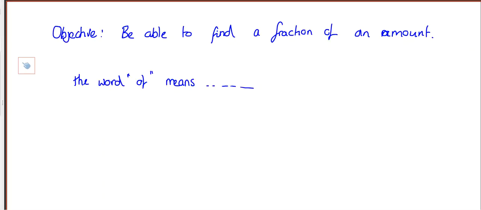Before we look at this, what does the word "of" mean? Ava? Multiply. Okay. So for instance, we've seen 2 lots of 3 is equal to 2 times 3, which is 6. Alright? So that word "of" can be like multiply.